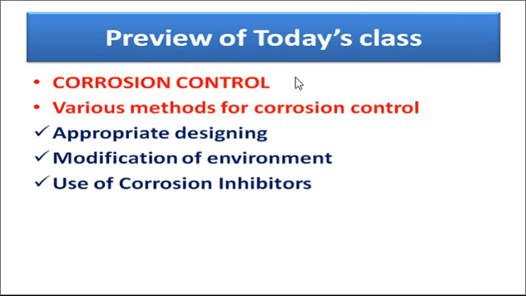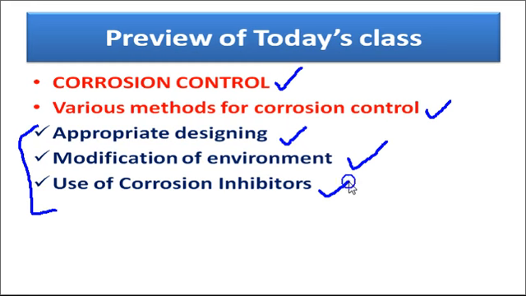Today we are going to start a new topic, corrosion control, in which we are going to discuss the various methods for corrosion control. Among the various methods of corrosion control, three important methods we are going to discuss in today's class. What are these methods? Appropriate designing, modification of environment, and use of corrosion inhibitors.